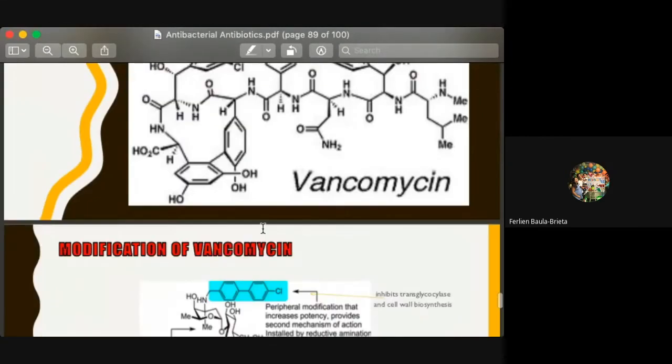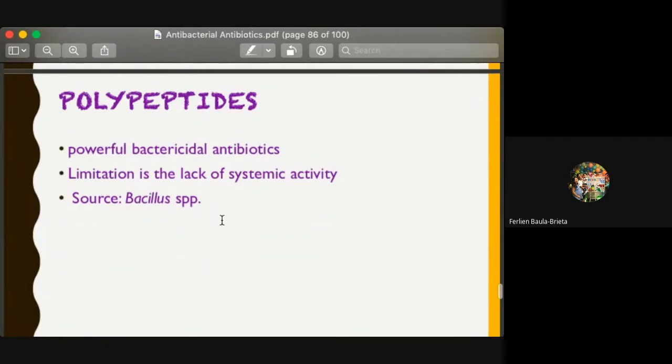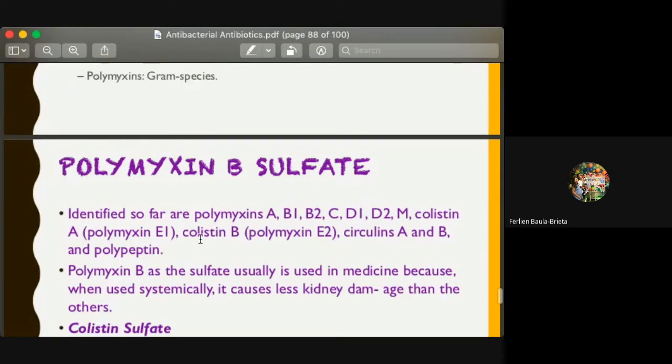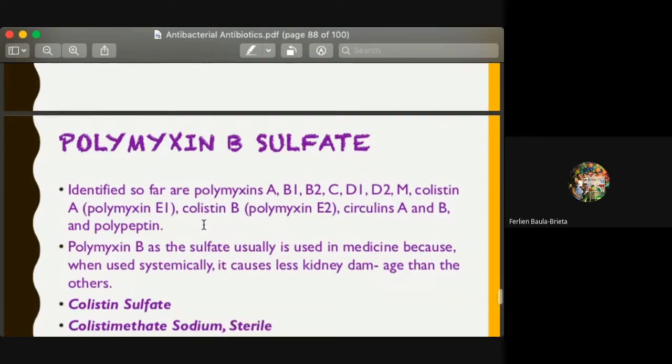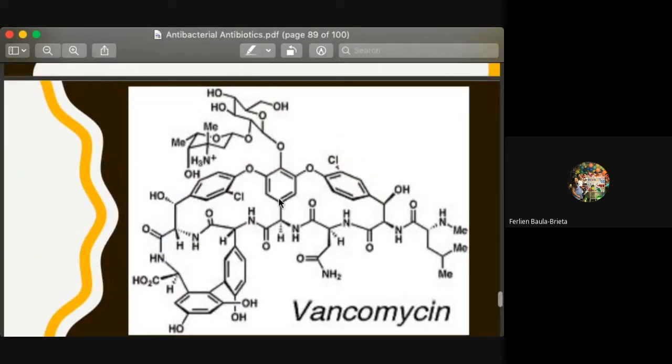So I'm just presenting this because they don't have specific structures. That's why they are just termed as polypeptides. They have no specific structure resembling each other's example, but they have polypeptides in their structures. Just like this one. Okay? Polypeptides. Do you see these chains here? These are peptides. Peptide links. So, vancomycin is an example of polypeptides.